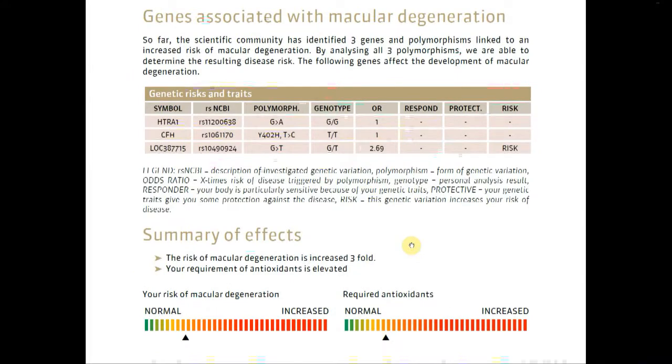So in this case, 2 genes are okay, but one of them increases the risk 2.7-fold. So the risk is higher. And again, do check your own results. You might be normal, so low risk of this eye disease. It might be very high or somewhere in between.